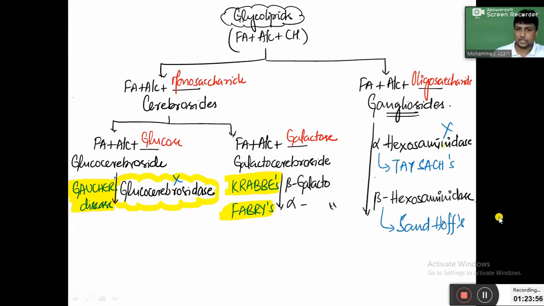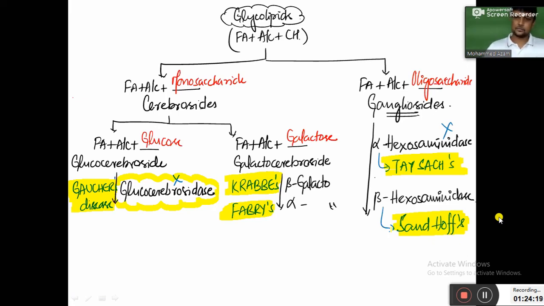Most of this topic is a memorizing topic. Nothing much for me to teach here. There is no concept at all. You have to learn it, practice it and memorize it. And that completes your glycolipids topic, guys. Straightforward questions will come from here: enzyme and the disease name.